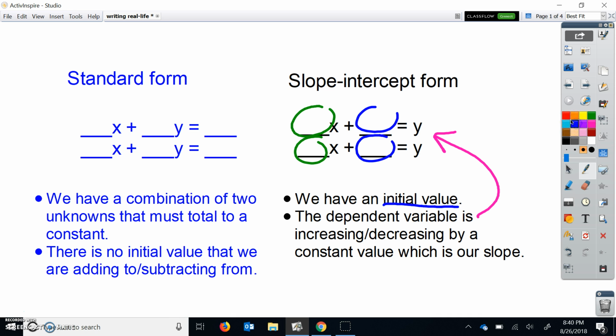Now, if you're looking at a standard form situation, it's when you have some combination of these values, which are going to give you some sort of known total. Like there's going to be a number here. There should be some known number right there. And same thing here. You'll have some sort of known number. So it'll equal a number here at the end. Well, a slope-intercept form should equal a variable. So let me give you two examples.